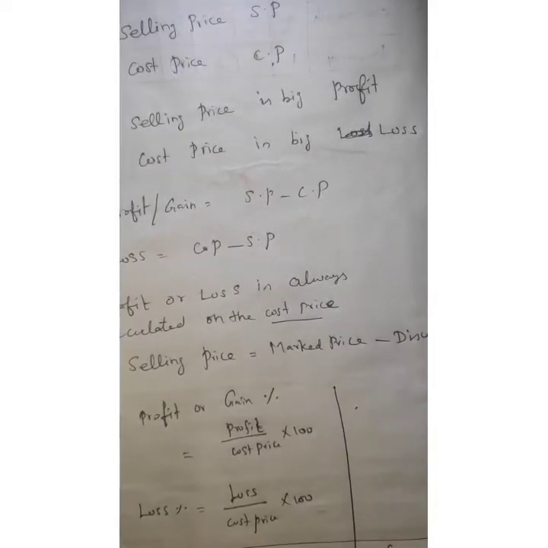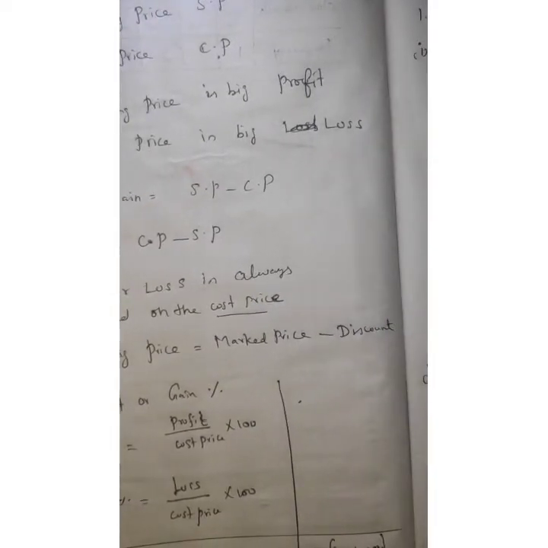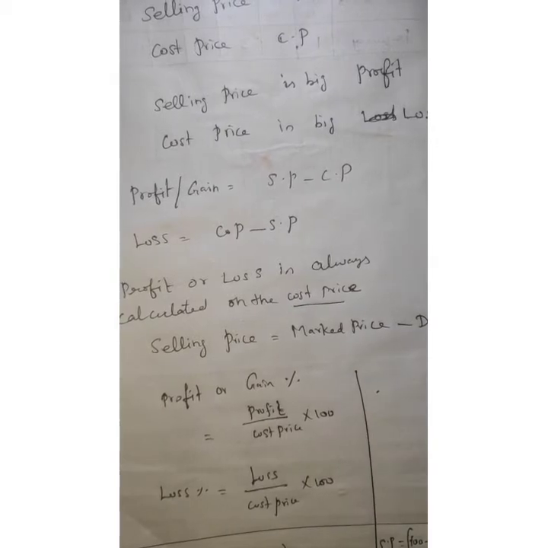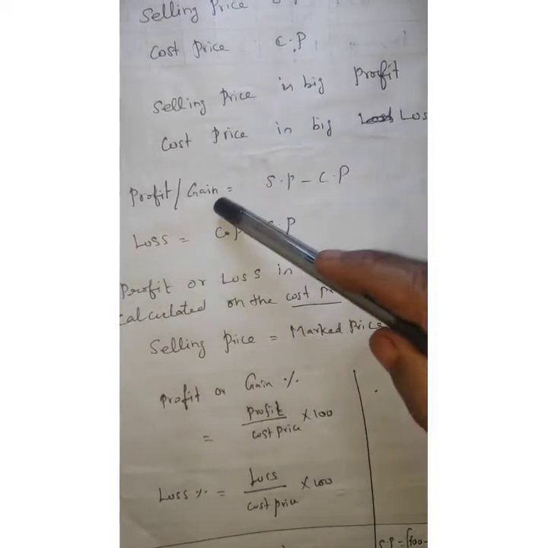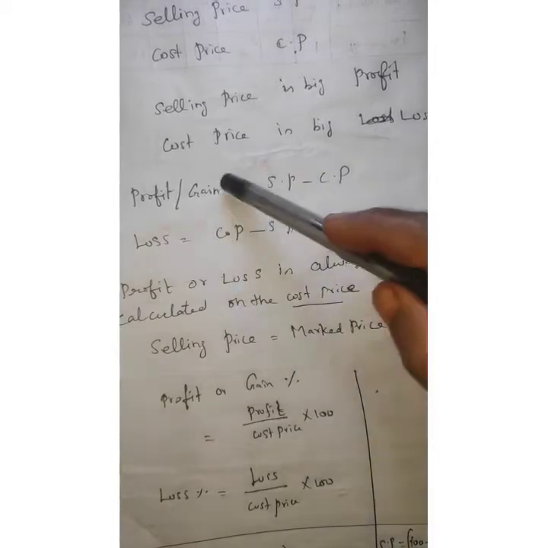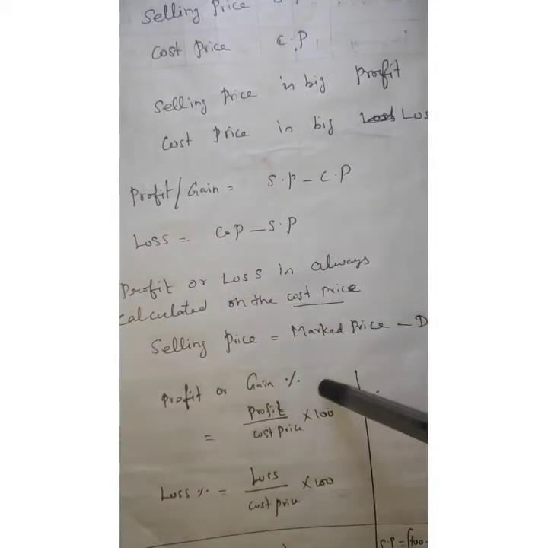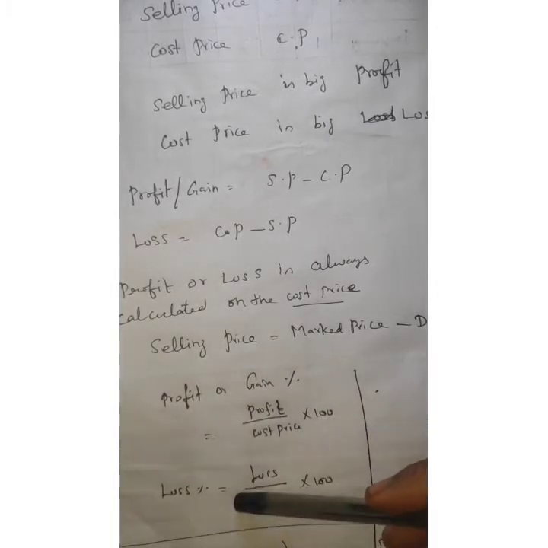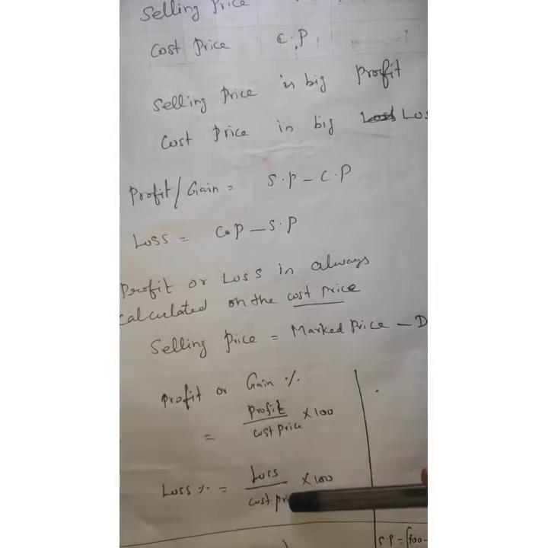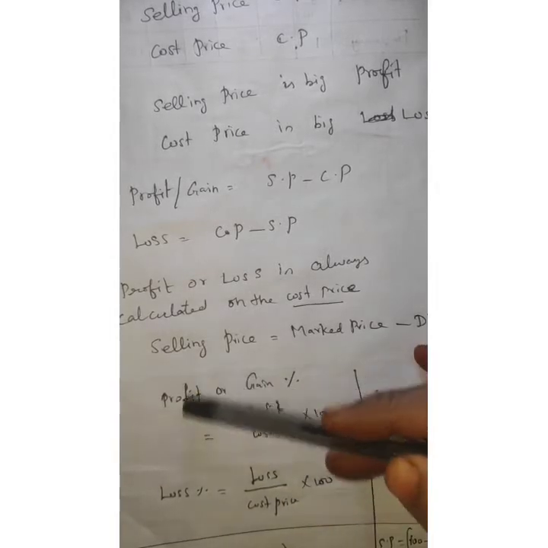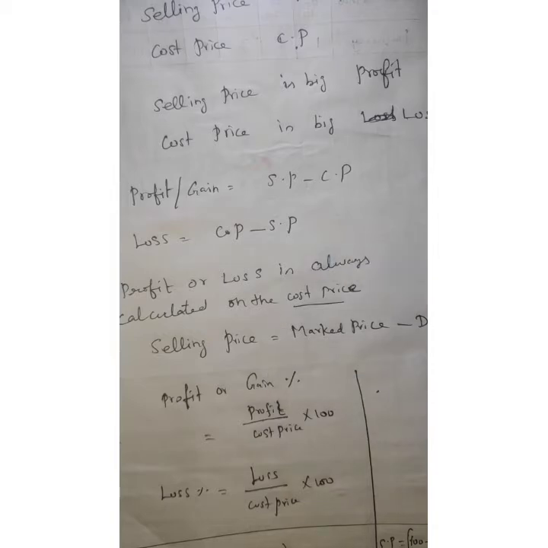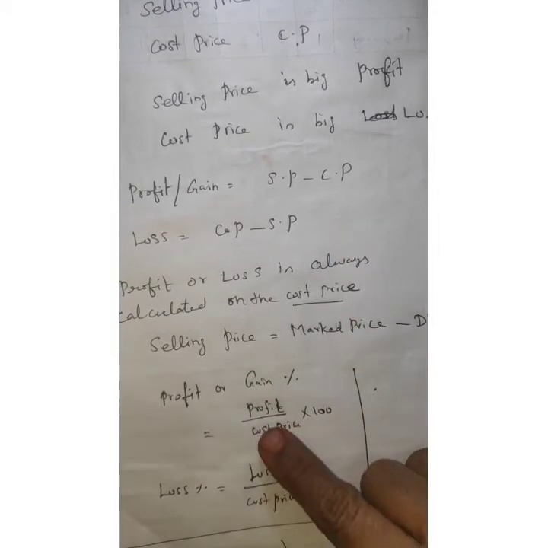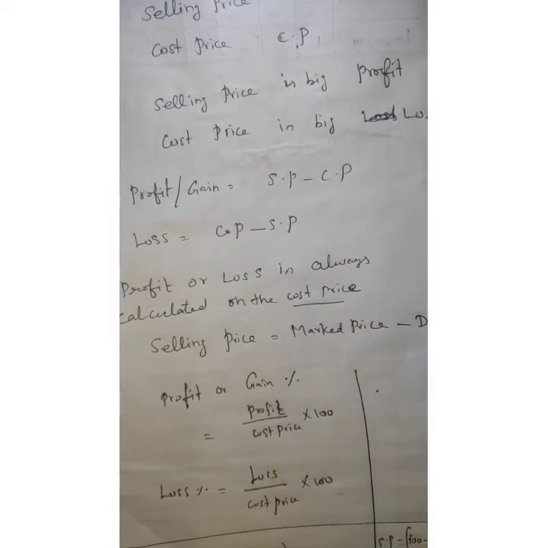Selling price is equal to market price minus discount. Profit is equal to SP minus CP. Profit percentage, or gain percentage, formula is profit divided by cost price into 100. Loss percentage is equal to loss divided by cost price into 100. So profit and loss are always calculated on the cost price.